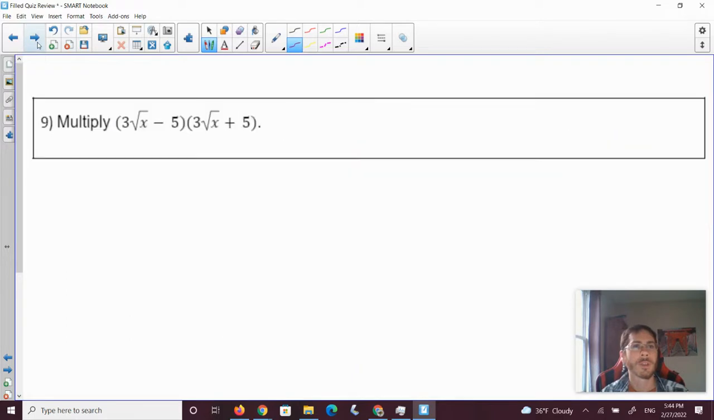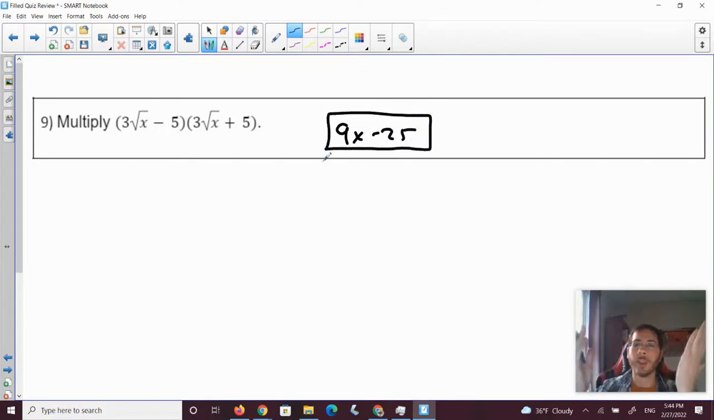All right, sounds good. Number 9, we have to multiply these two. So this is just an a minus b times an a plus b. So we know we square the first one, we get 9x. And then we square the second one, so minus 25, and that's it. So that's all we're going to do for that one.